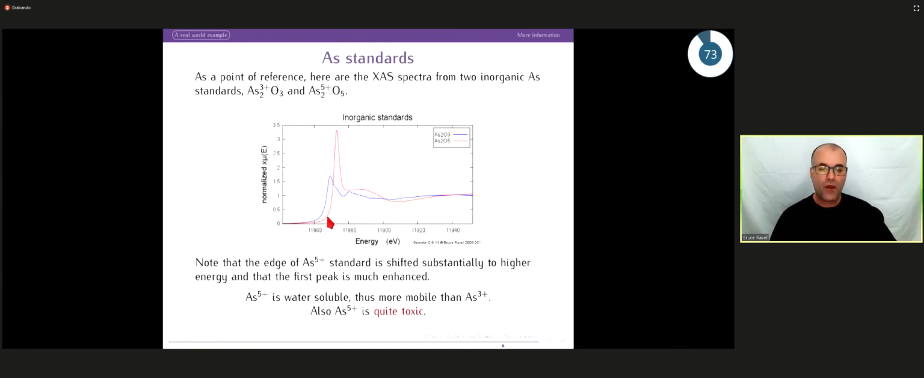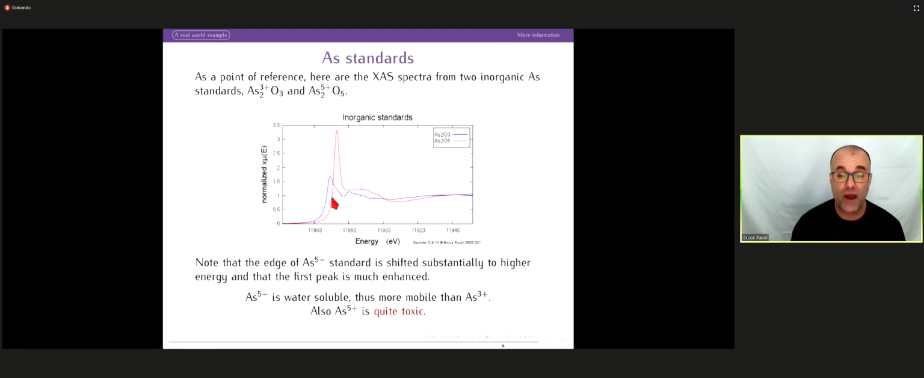Okay, to get started in understanding the second question, what is the species of the arsenic in the soil that I'm growing vegetables in? Here are some inorganic standards. This is basically just arsenic 3 plus and arsenic 5 plus dissolved in water. You know, the pH balanced water so that the arsenic stays in that species. And you see that there's a significant difference between arsenic 3 plus and arsenic 5 plus. Difference in the size of the white line, but also in the position of the rising edge.